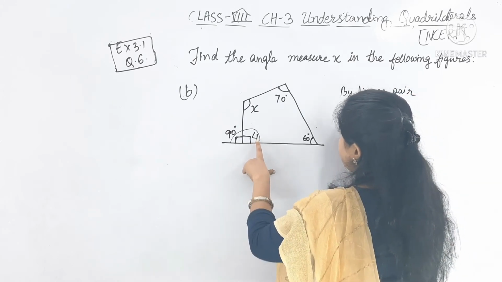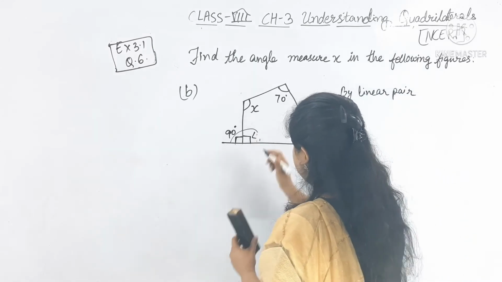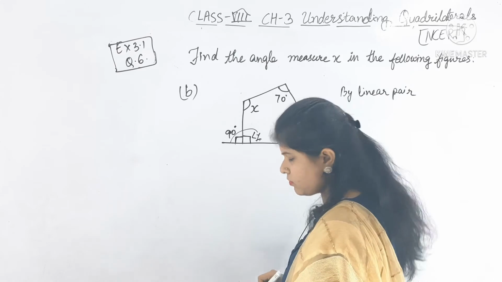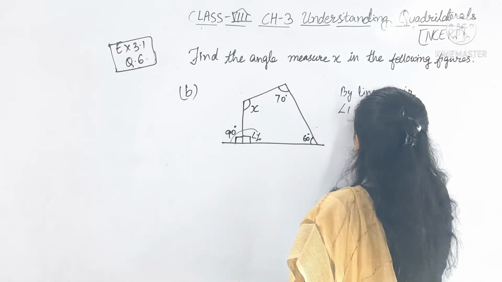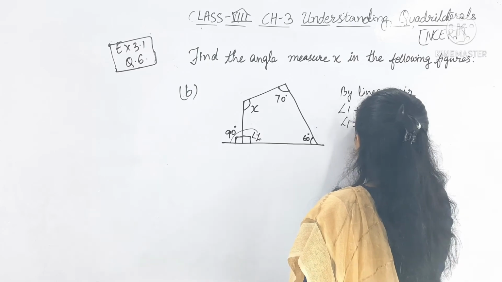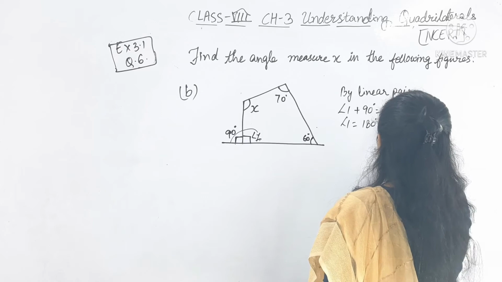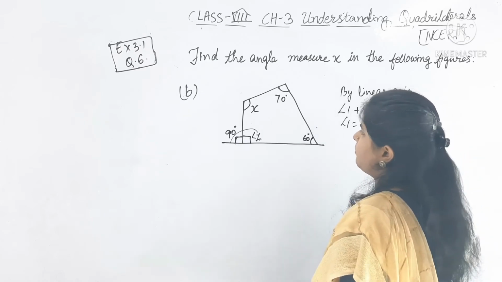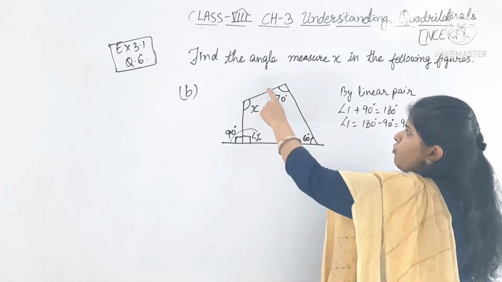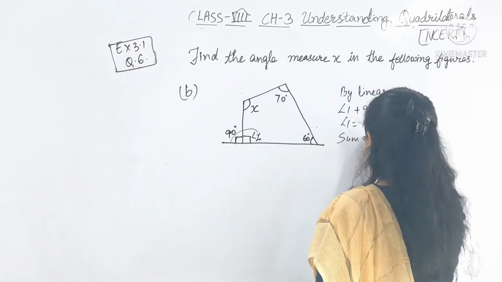here I had written that angle 1 is here, angle 1. Okay, angle 1 plus 90 degree equal to 180 degree. So what I am getting here, 180 minus 90 is equal to 90 degree.